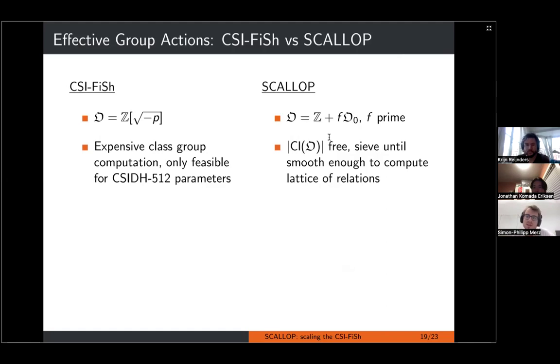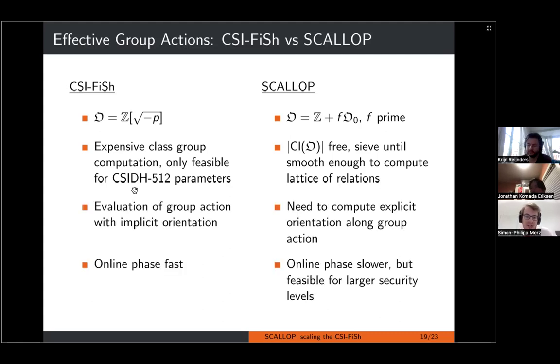In CSIDH, you have the pre-computation, which is super expensive and actually only feasible for the smallest of the CSIDH parameters. Whereas in SCALLOP, you get the class number for free, and then you need to do a bit of sieving until the class number is smooth enough to compute the lattice of relations. So asymptotically, not perfect, but much faster in practice. It runs in minutes on a single laptop compared to, say, the class group computation of CSIDH-512 for a similar security level. And in CSIDH, it took, I think, 52 core years to compute the class group.